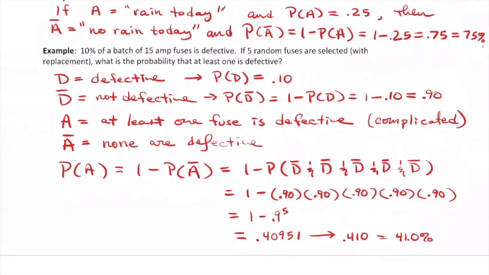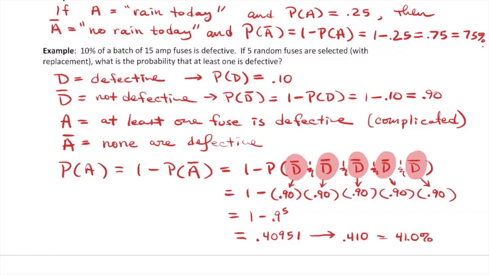Remember, when we say none are defective, just remember, not defective is a D with a bar over it. And we needed that to happen 5 times because there are 5 fuses. So I'm saying if the first fuse is not defective, the second's not defective, the third's not defective, the fourth and the fifth are not defective. And every time I say one of these multiple events, if I need them all to happen, then I need to multiply those probabilities to get my final answer.